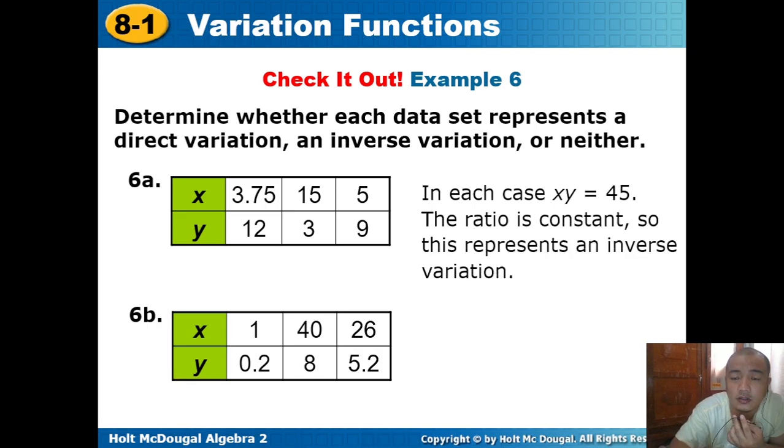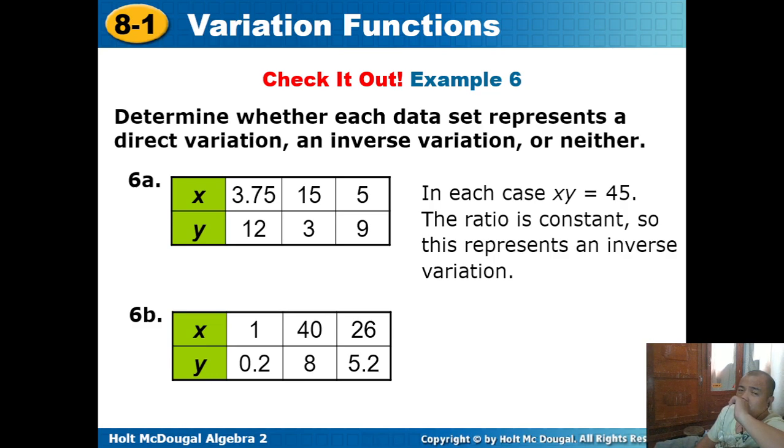Okay, there's a constant of variation, which is 45. As x decreases, y also decreases. So to solve for k, just multiply x and y. 45. So this represents an inverse variation. Yes, as x increases, y decreases. So in 6A, it is an inverse variation, and the constant is 45. Just multiply x and y.